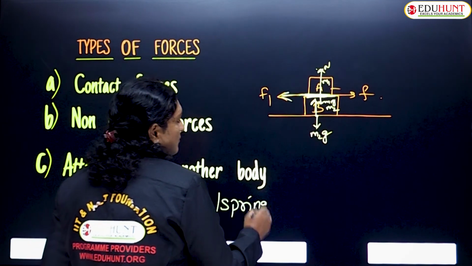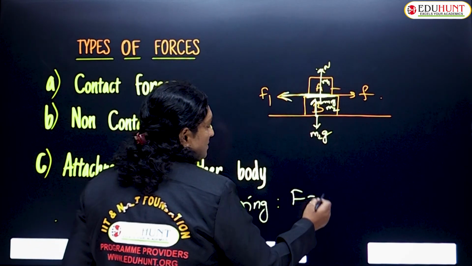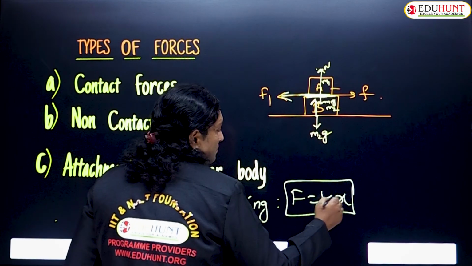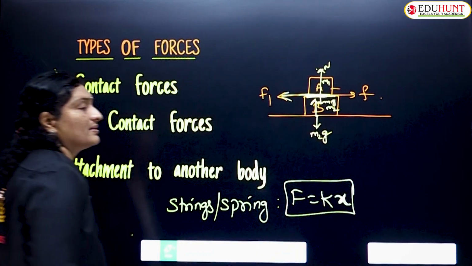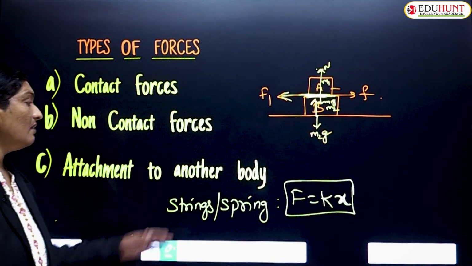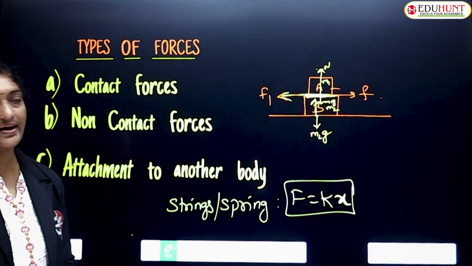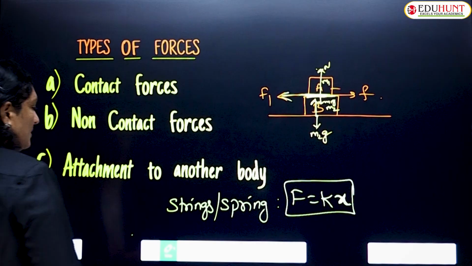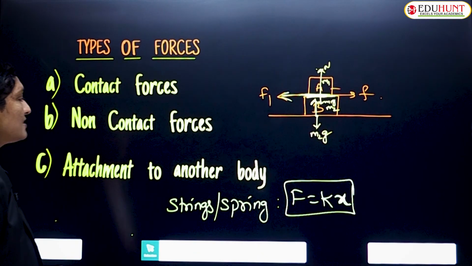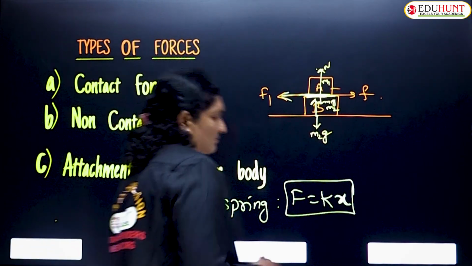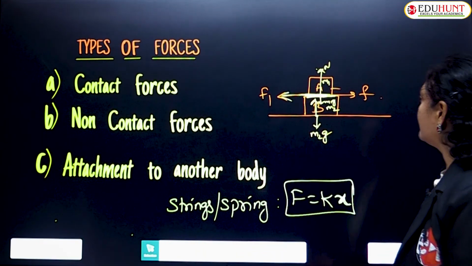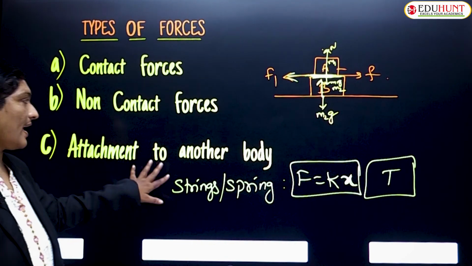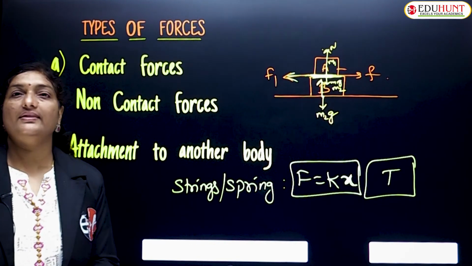In this case, the force that is acting mostly depends on the factor F proportional to x, or F equals Kx, whether it is connected with the help of a string or a spring. So let us discuss the same in detail. Attachment to another bodies: two bodies can be attached in any direction, something like this. Let us try to understand the attachment of one body with another body.